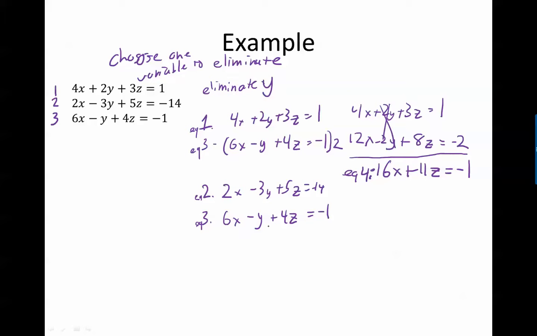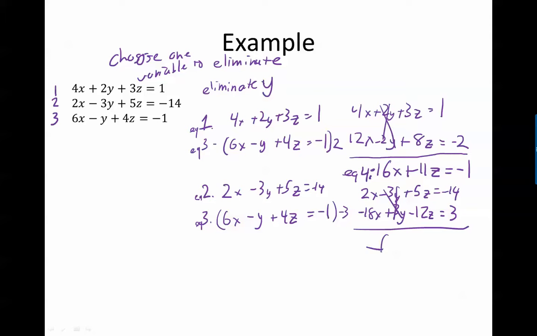And I need to eliminate the y. So this down here needs to be a positive 3, which means I multiply the bottom by negative 3, and my top equation doesn't change. My bottom equation becomes negative 18x plus 3y minus 12z equals positive 3. So the y's eliminate, and this becomes negative 16x minus 7z equals negative 11.